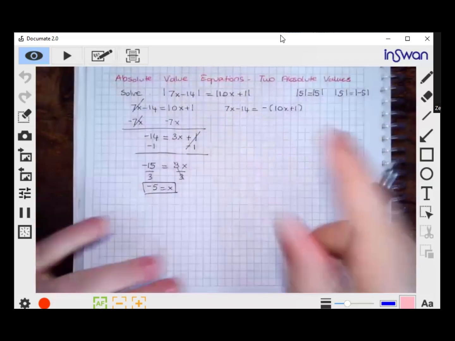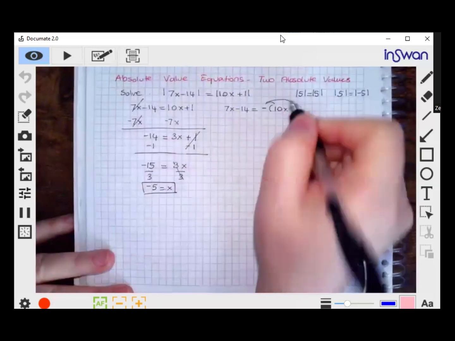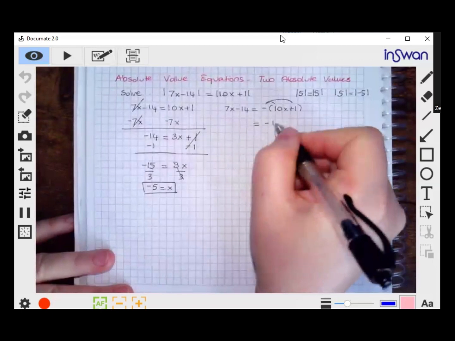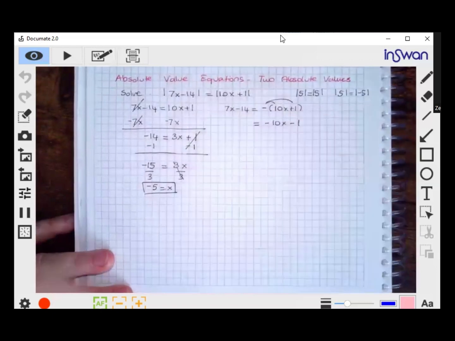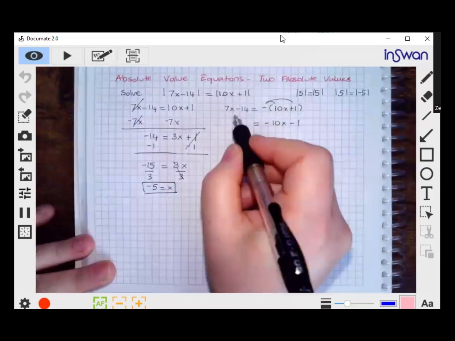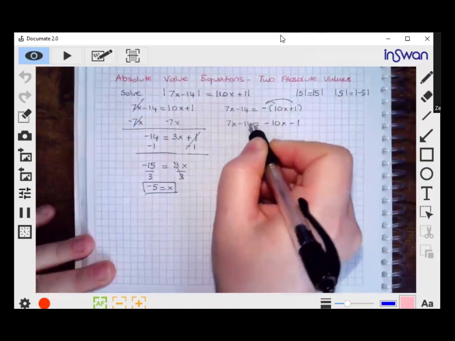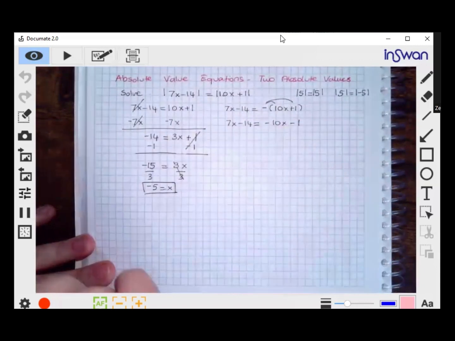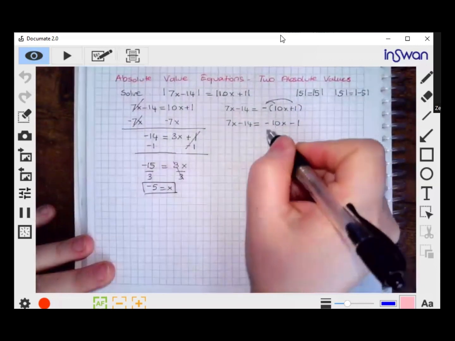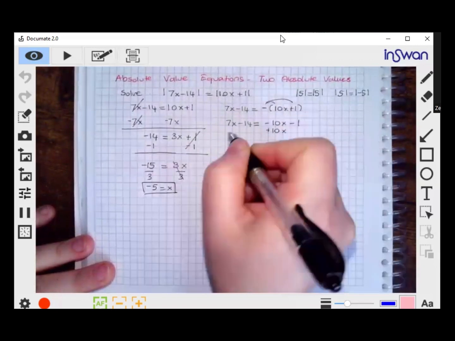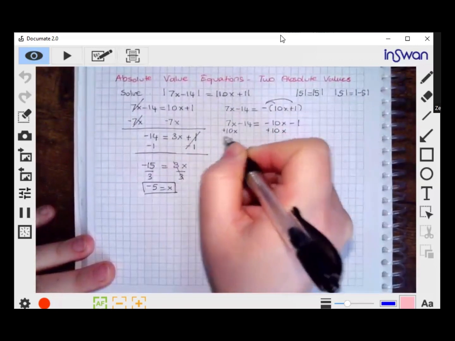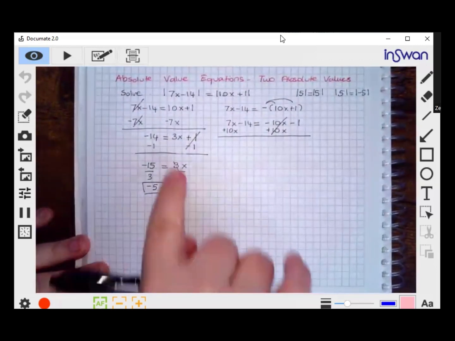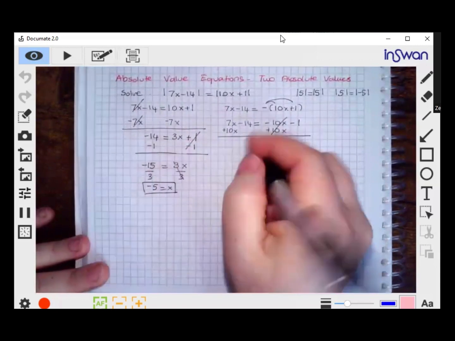In the second case, we will start by distributing the negative inside the parentheses. So negative 10x minus 1 on the right. And on the left, we just copy this expression. So again, we will collect x's on one side and numbers on the other side. So I would like to add 10x to both sides so that when we collect x's on the same side, its coefficient will be positive.